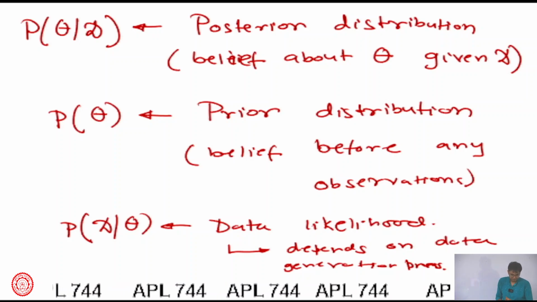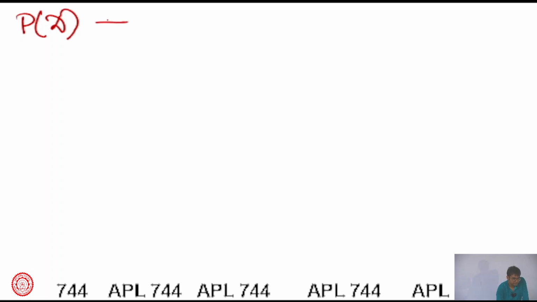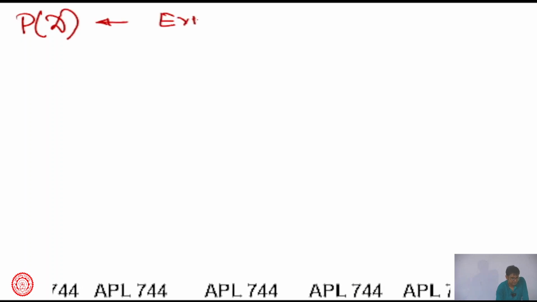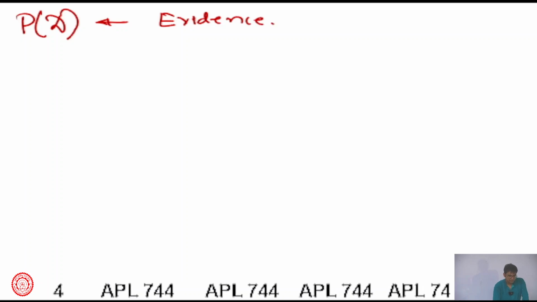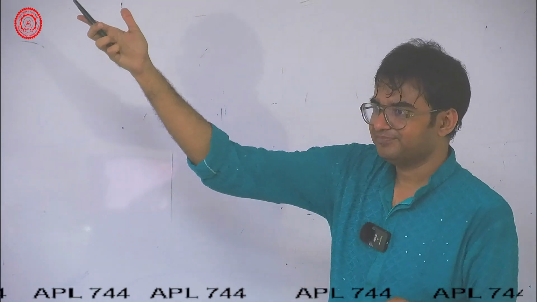Obviously, there is one more term which is mostly not used, but that is known as the evidence. So, the last term that is there in the denominator, probability of D, this is the evidence. This is important because you will never have infinite data, right? You will always have finite data. Remember, if your data changes, then everything changes, your calculations, right? Because it is a function of data.